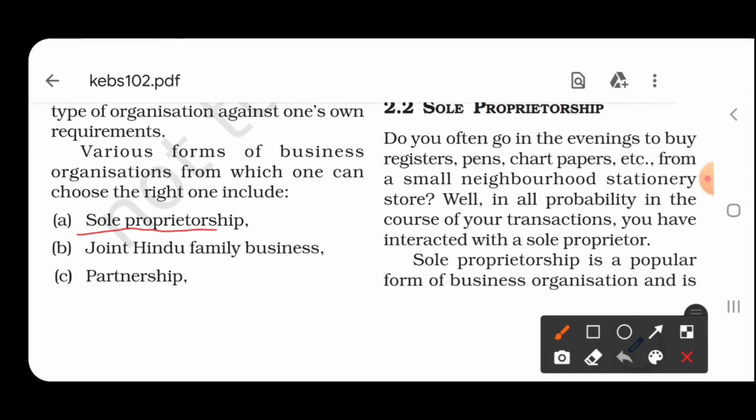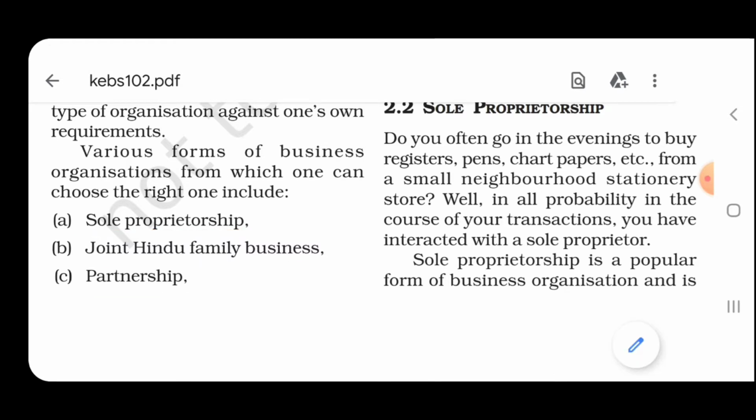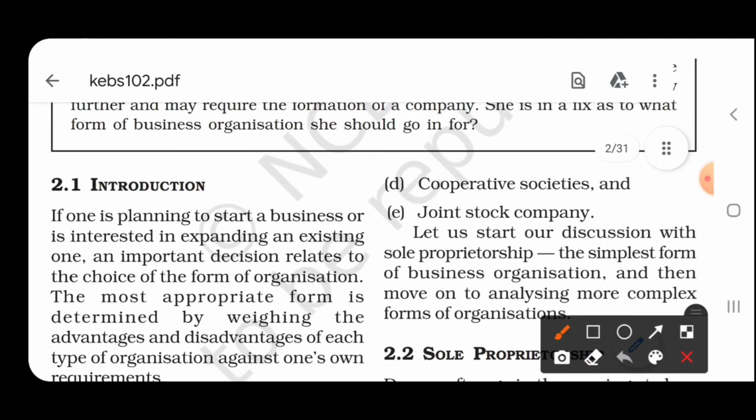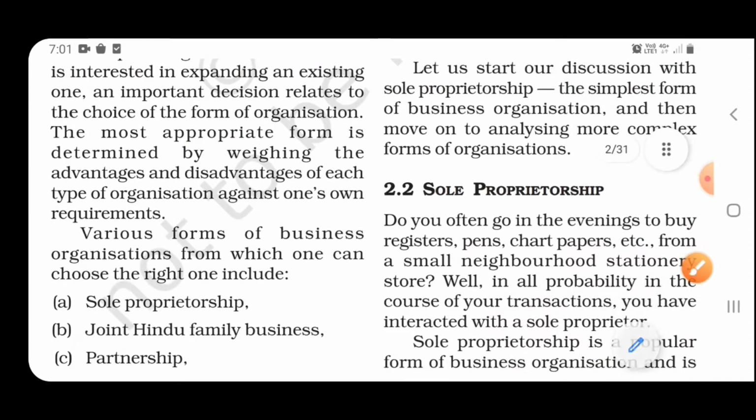It can be a sole proprietorship, it can be a joint Hindu family, it can be a partnership, and it can be a cooperative society or a joint stock company. So these are the different forms of organization which exist. Now we are going to learn about each type of business organization. So the first one is sole proprietorship.